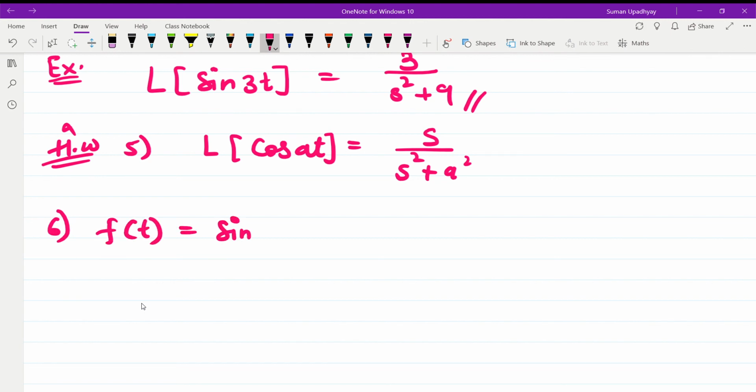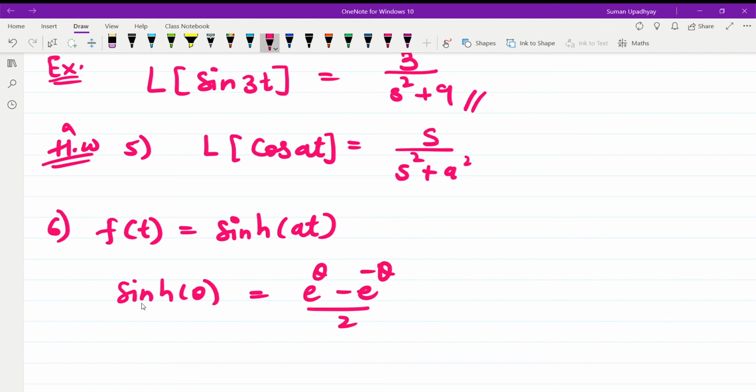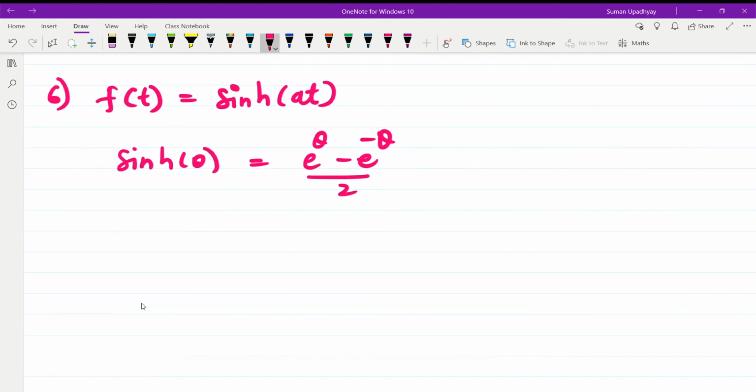Now let us proceed to the next function, which is: let f of t be hyperbolic sine of at. When you are having a hyperbolic function, let us see what its Laplace transformation is. Again I'm going to use the formula for hyperbolic sine theta, which is e raised to theta minus e raised to minus theta upon 2. So hyperbolic sine at will become e raised to at minus e raised to minus at upon 2.